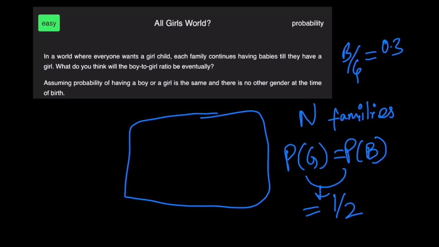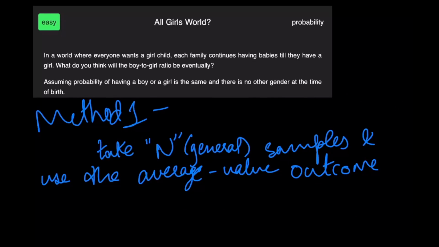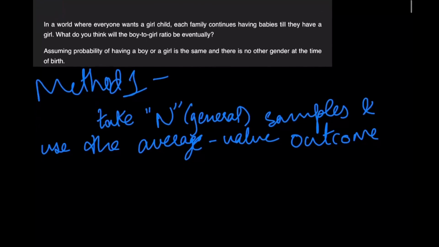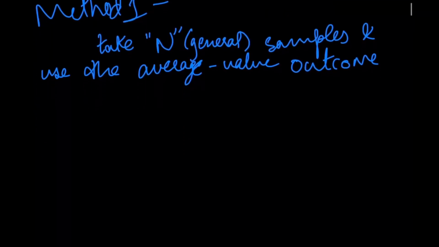There are two ways to go about solving this problem. The first way I would like to discuss is that we assume there are n families and keep going through the iterations of having a child. So this is our first method: we take n general families and keep considering what the average outcome is going to be. It looks something like this.